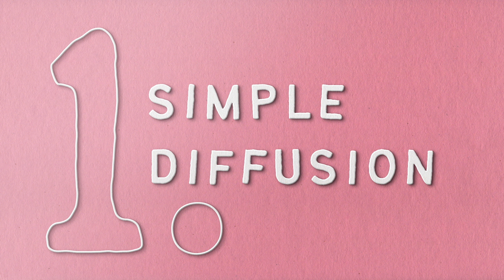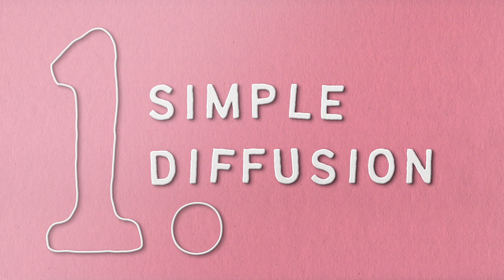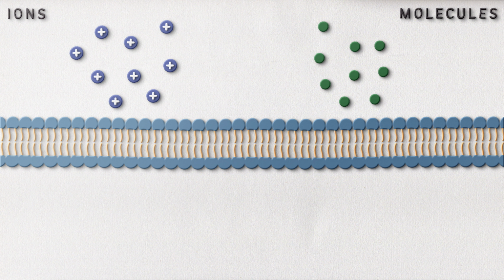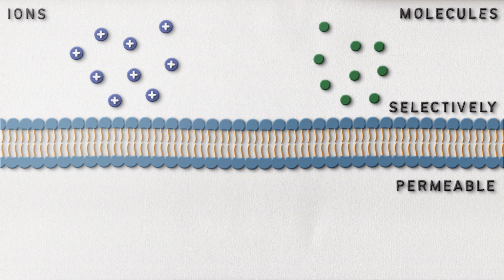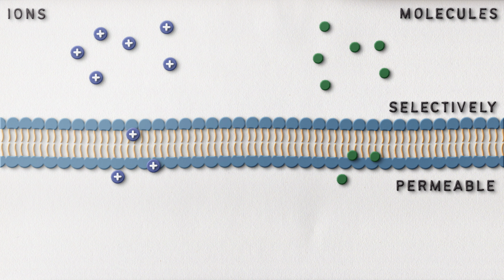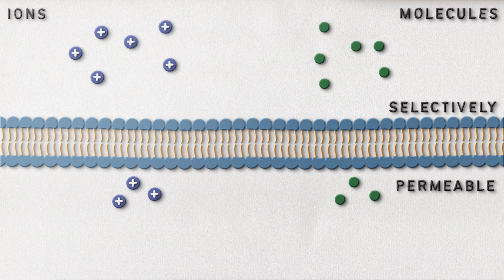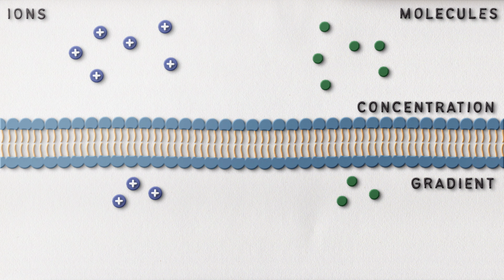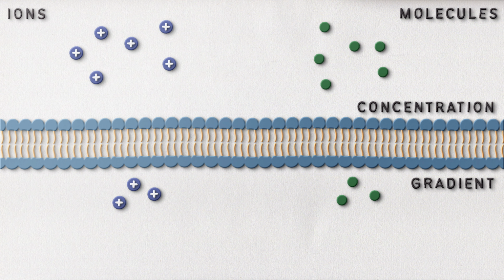Diffusion is one of the main types of passive transport. Remember how we talked about a substance, molecule, or ion moving from a high concentration to a low concentration? Yeah, remember that concentration gradient we just talked about? Yeah, that's diffusion.